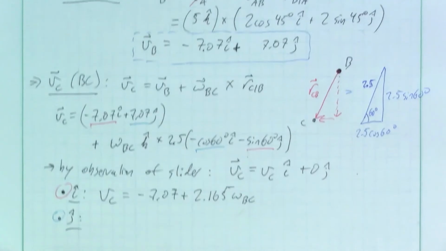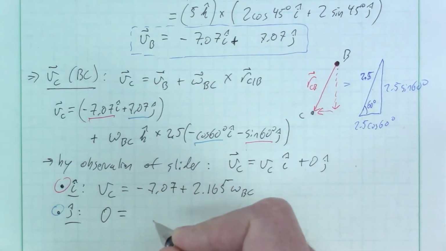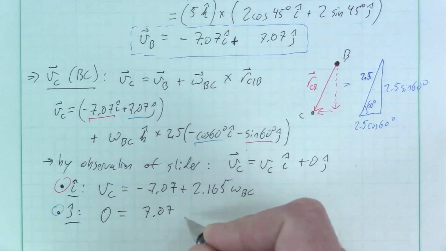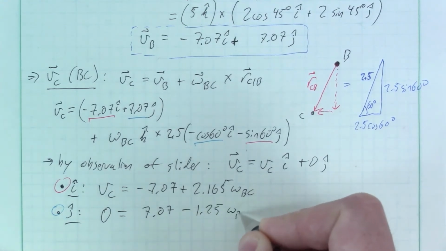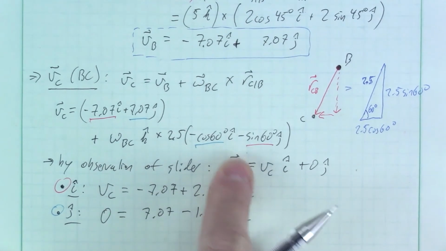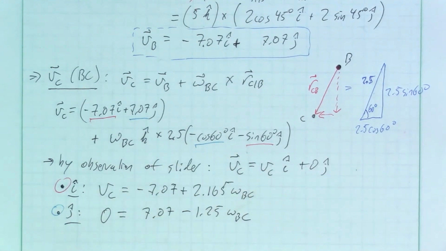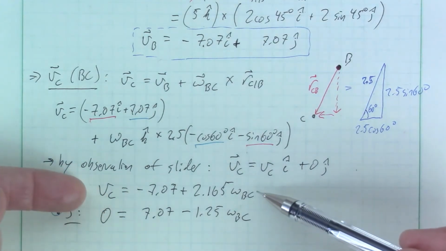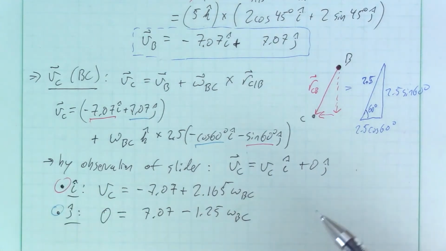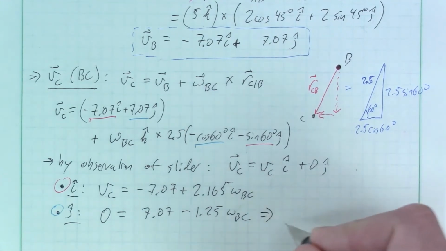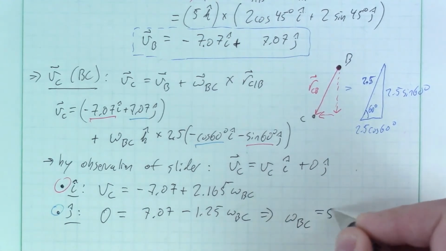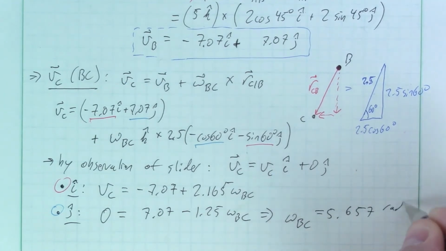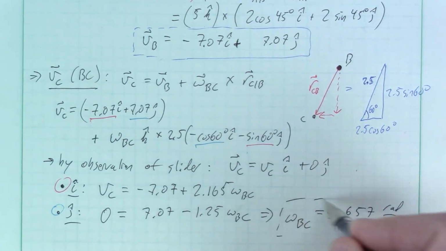J hat is going to be 0 equals positive 7.07 minus 1.25 omega BC, because K cross I is positive J, but then we got that negative there because the position vector actually has negative components. We need to do both components here because in order to solve for the speed at C, for the slider C, we need the rotation rate of the BC rigid body. So we can solve this for omega BC, which is 5.657 radians per second.